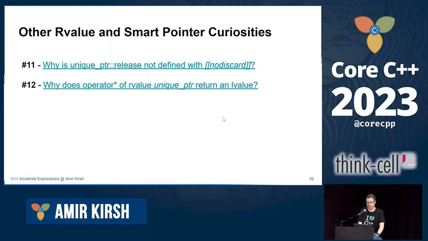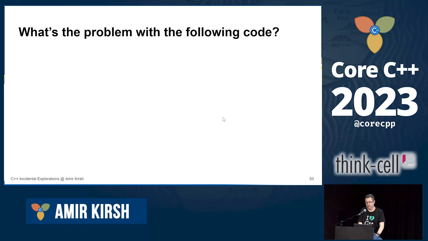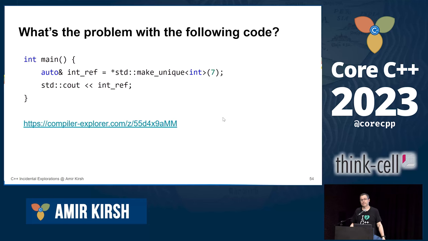Other value smart pointers, curiosities. What's the problem with the following code? Again, not so complicated. It's a classic dangling reference. I'm creating a unique, right? Which is temporary, our value, no name. Nobody holds it. It will die at the end of the statement.